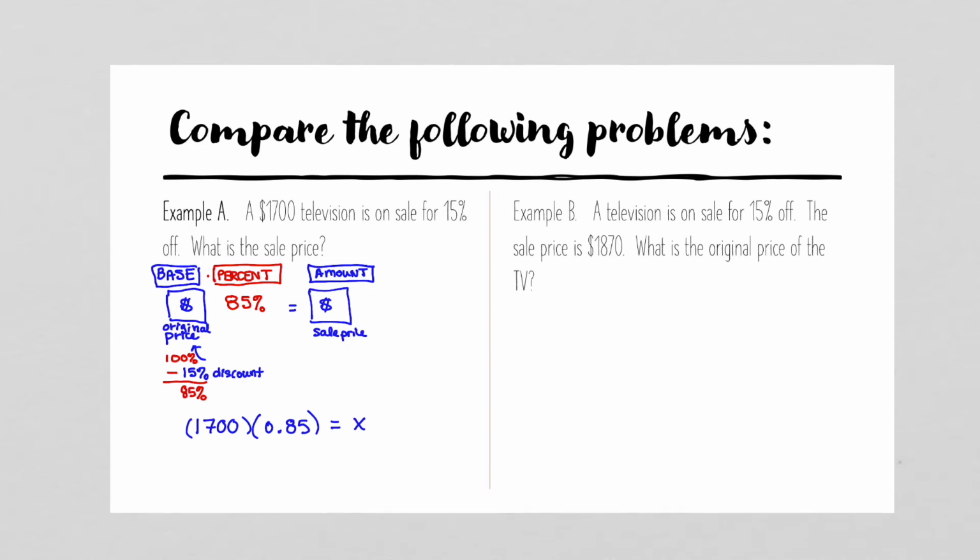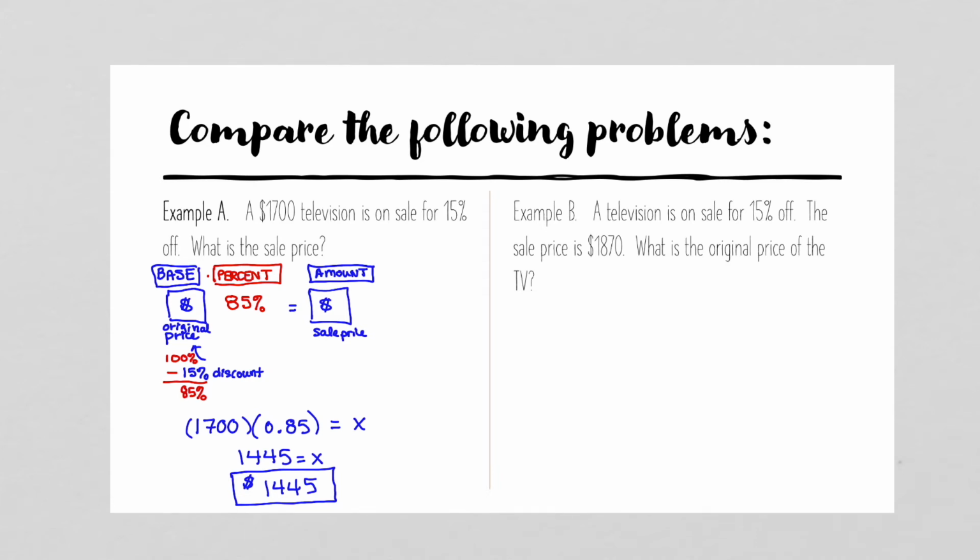I'm going to pull out my calculator. I'm going to type in 1,700 times 0.85, and it's going to give me the answer of 1,445. That's the value of X, or in other words, that's the value of my sale price. A television that's $1,700 on sale for 15% off is going to cost us $1,445. Did you get that too?